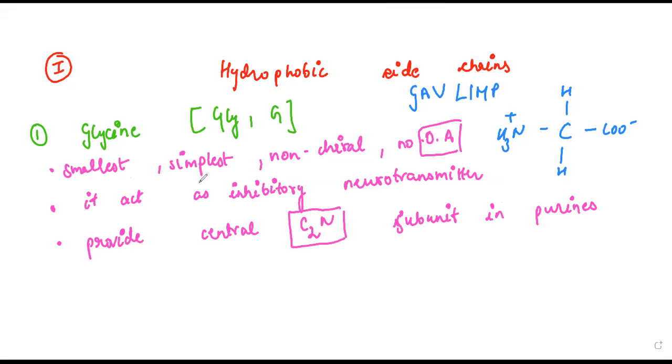Glycine is smallest, simplest, non-chiral, and has no optical activity because here this hydrogen and this hydrogen are similar atoms. That leads to it being achiral in nature. Then if it is achiral, no optical activity. The second point is it acts as an inhibitory neurotransmitter. Maybe Tanya ma'am will discuss this. The third point is it provides the central C2N subunit in purines.